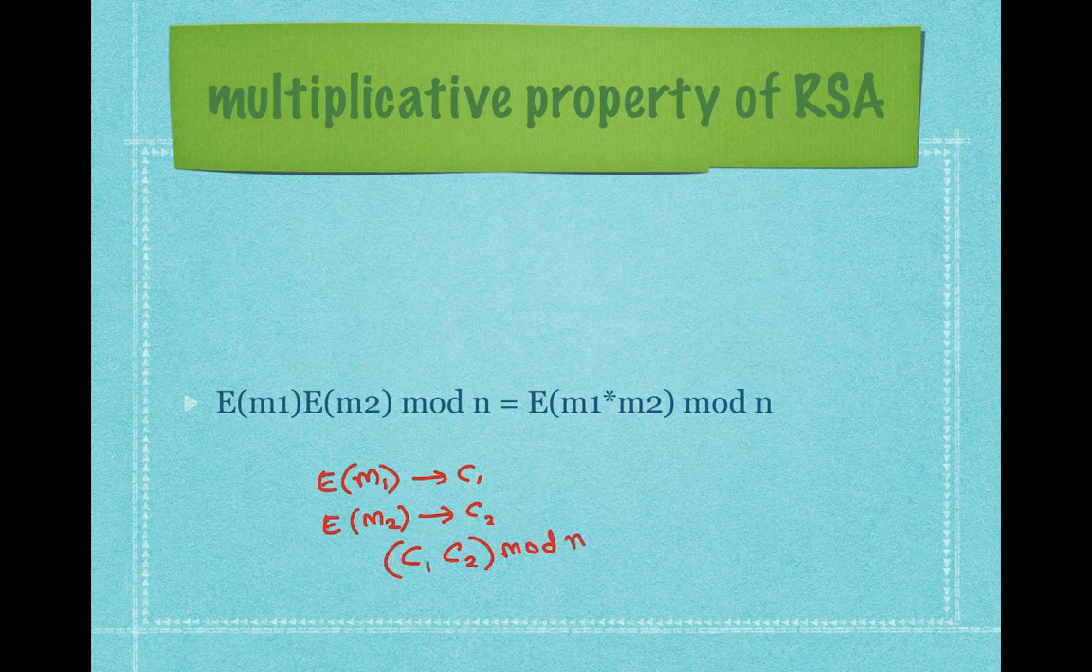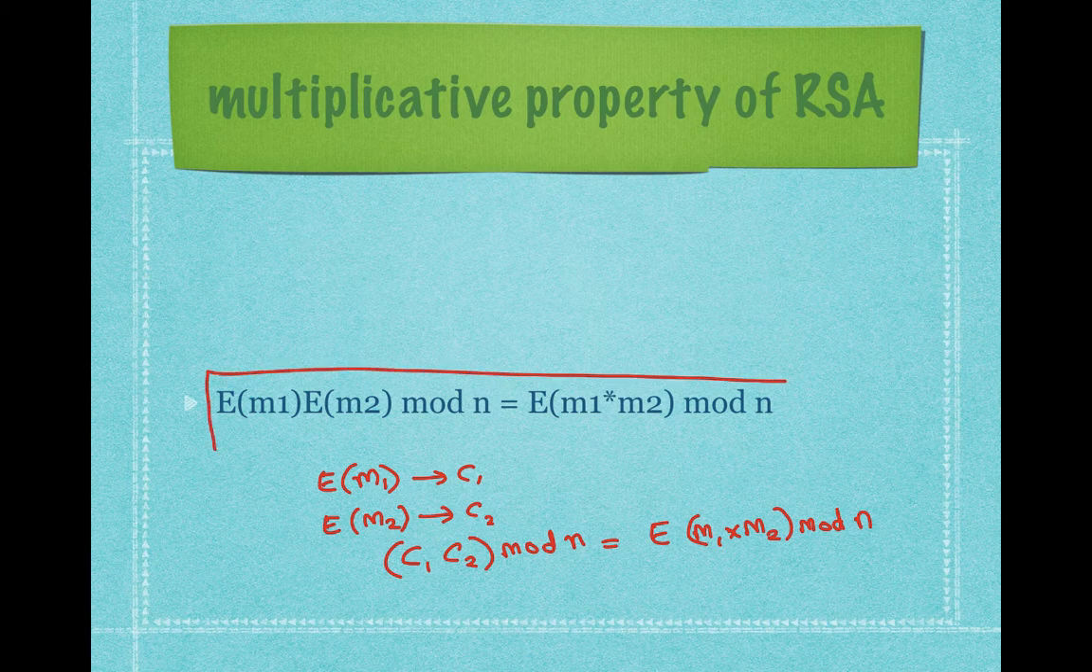This is going to be equal to: you directly multiply both the plain texts M1 and M2, and the resulting product, you encrypt. And then as usual, you take mod n. This relationship is called the multiplicative property of RSA. Later we will use this property in our Bleichenbacher attack. So before we move further, let us first see using Python whether the property is really true.